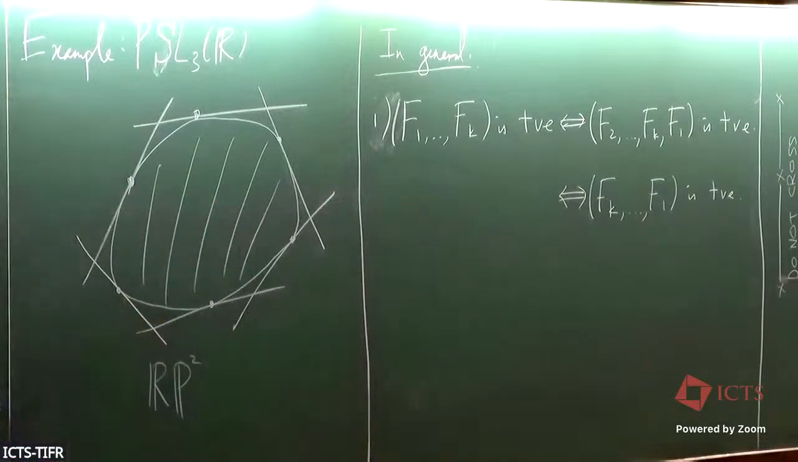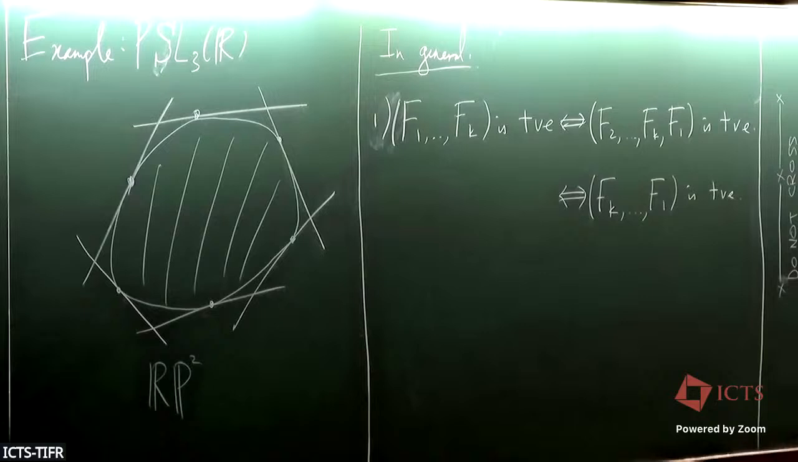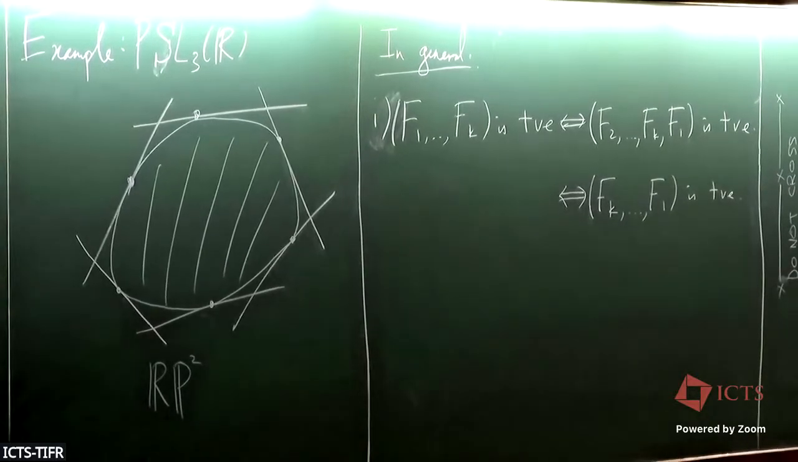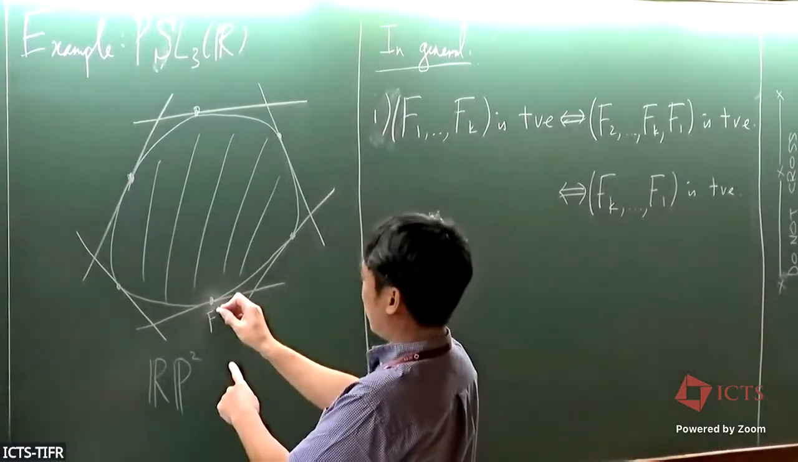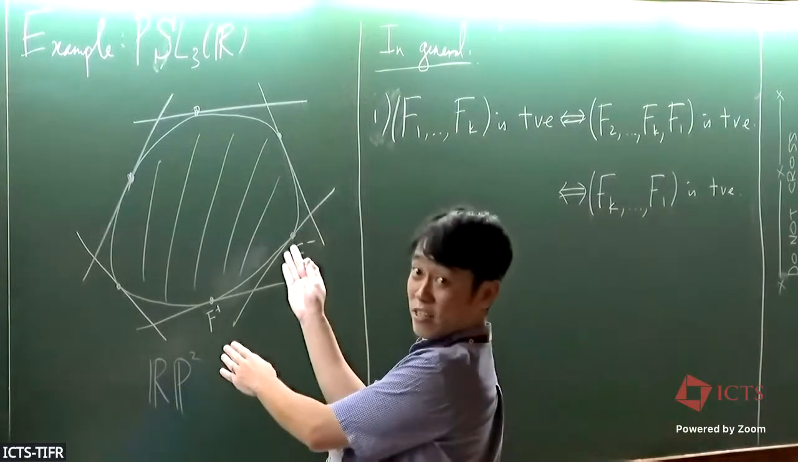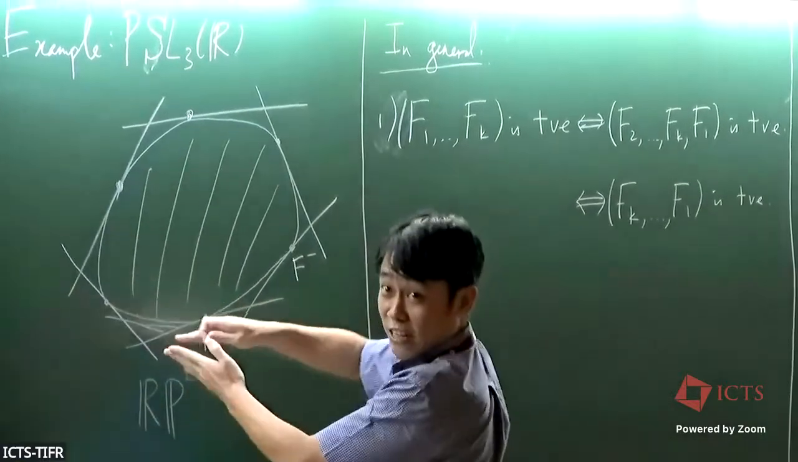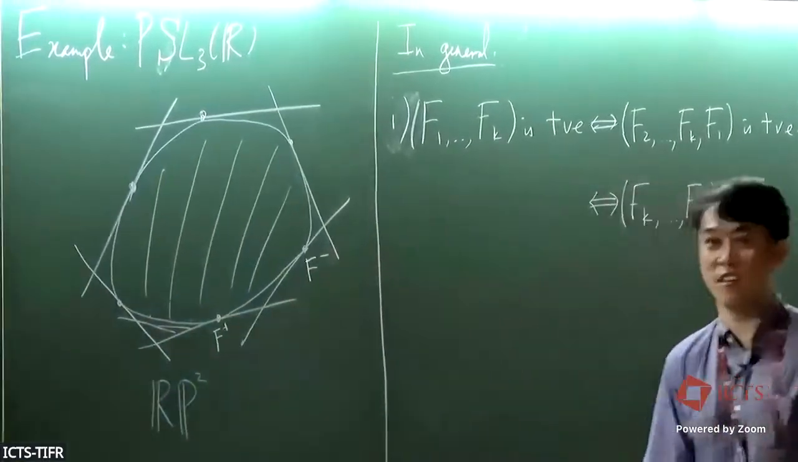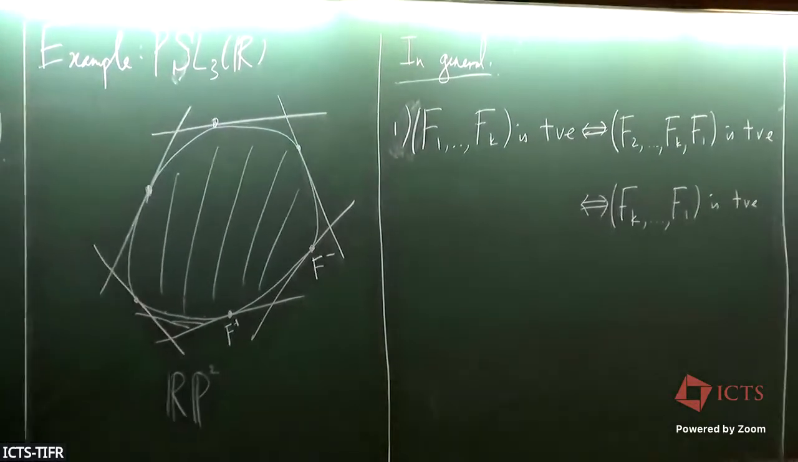If you have fixed k, then only k points, right? But if you keep increasing, then you're going to get more and more points. So in this case, let's say this is your f plus, and maybe this is your f minus. When you increase, you're going to get more and more flags that are tangent to this thing. Any other questions?